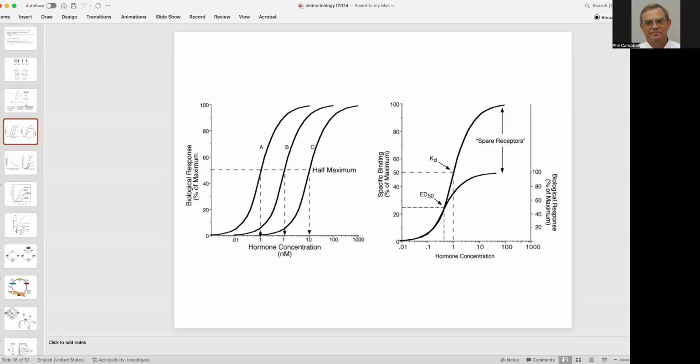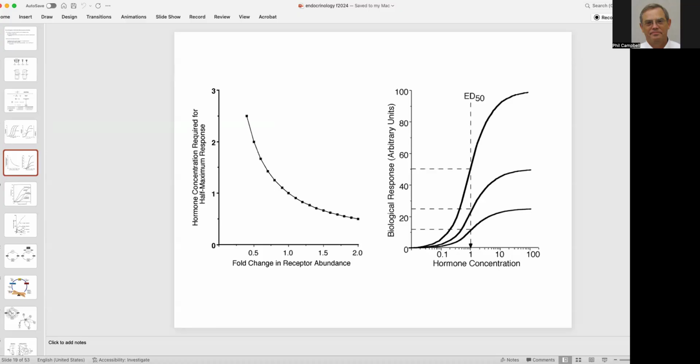So what it shows is that if we look at the KD, which is the KD for binding, that is at 50%, that drops down to 1 nanomolar. If we look at the ED50, that is your biological response. That is considerably less. The difference here to here is spare receptors. The take-home message is easy. We don't have to saturate those receptor populations to get a maximal response, right? And that's because of the scarcity of both the hormones and the receptors.